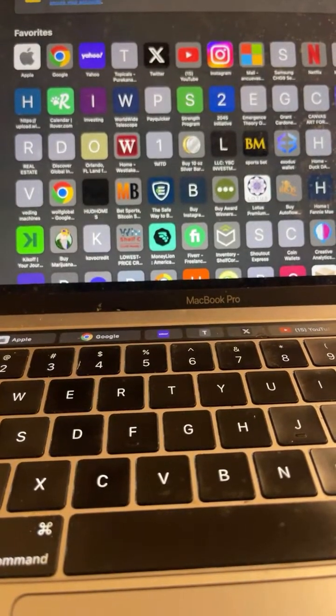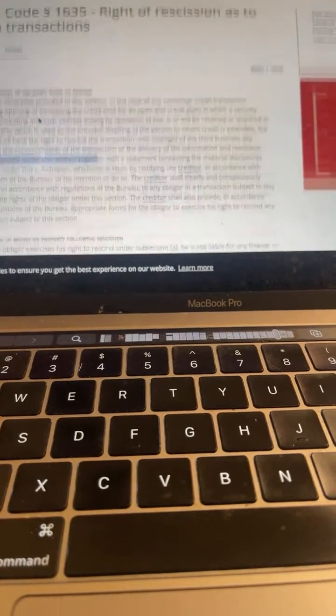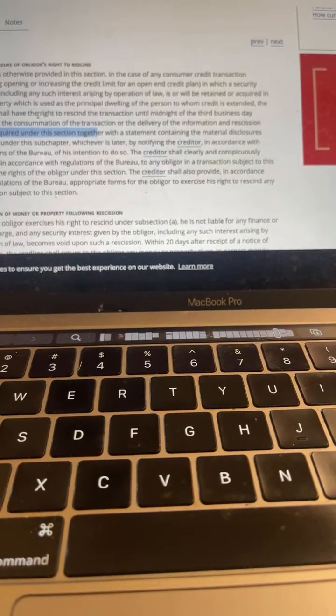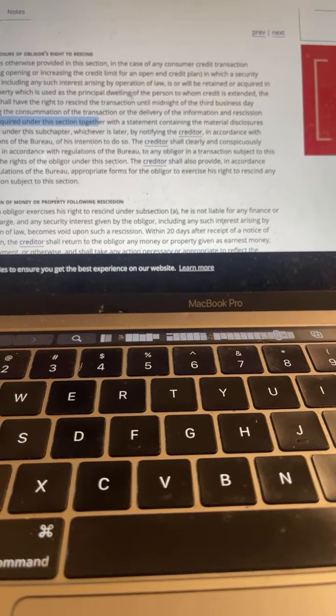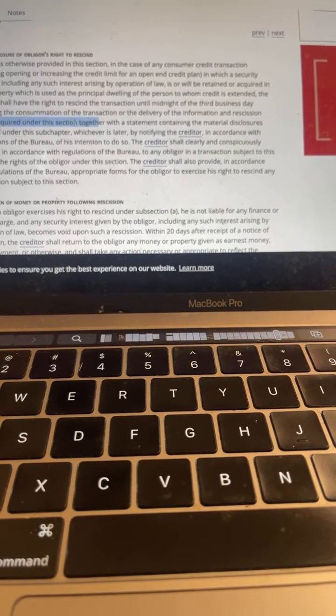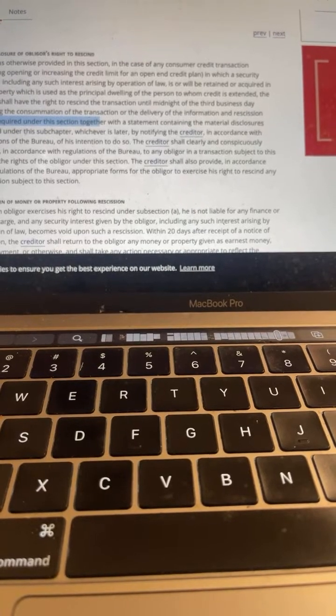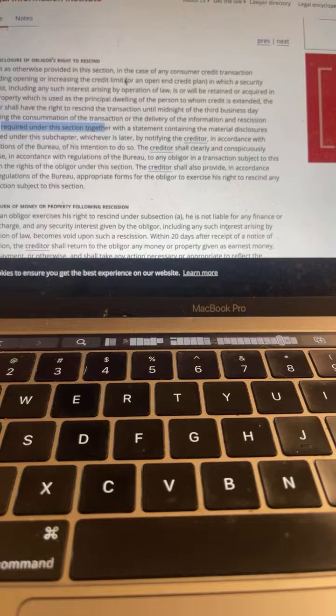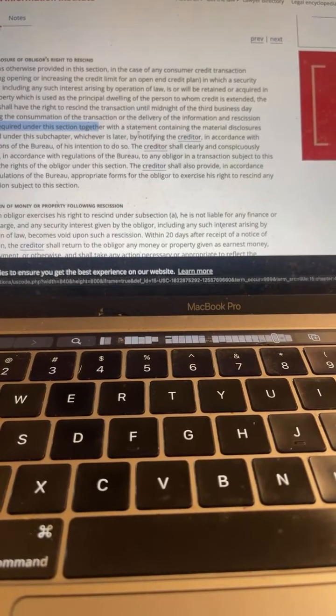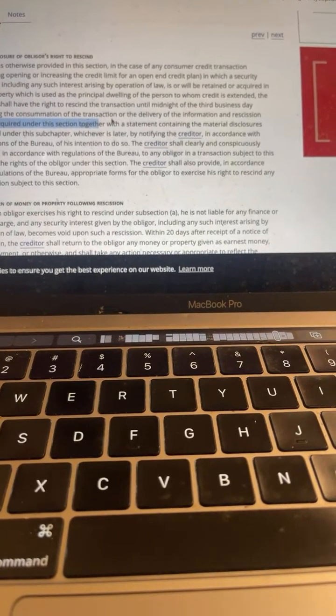So for them knowingly and willfully withholding these forms which are required under the section, that's a violation. Also, for them not exercising their right of rescission, that's another violation. So that's 2. Now you go look at that finance charge. That's double the finance charge times 2. All right. Sheesh.